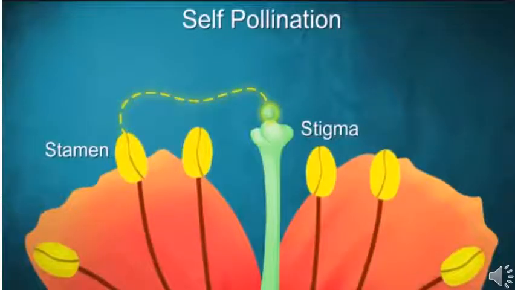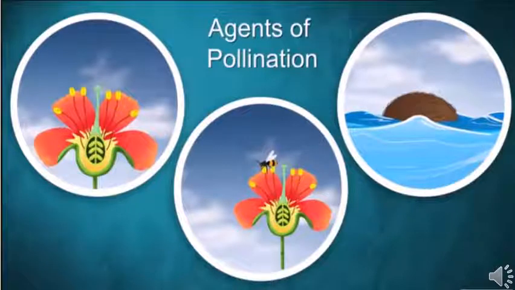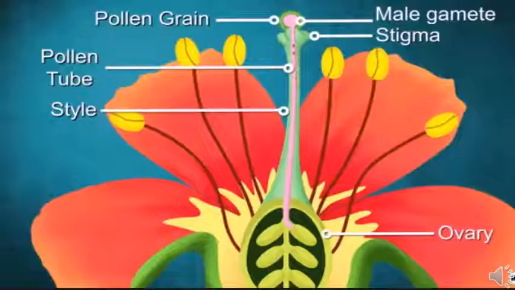If the pollen grain of the flower lands on the stigma of the same flower or another flower of the same plant, it is called self-pollination. But if the pollen grain of a flower lands on the stigma of another flower of another plant of the same type, it is called cross-pollination. Pollination occurs with the help of different agents like wind, insects or animals, and water.